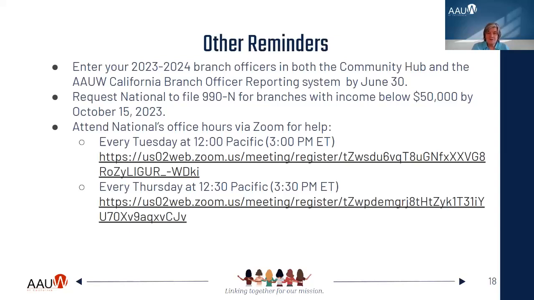Also, as you probably know, National can file your 990 with the federal government for those branches with income below $50,000, and that you need to do before October the 15th to let them know that you wish them to file.